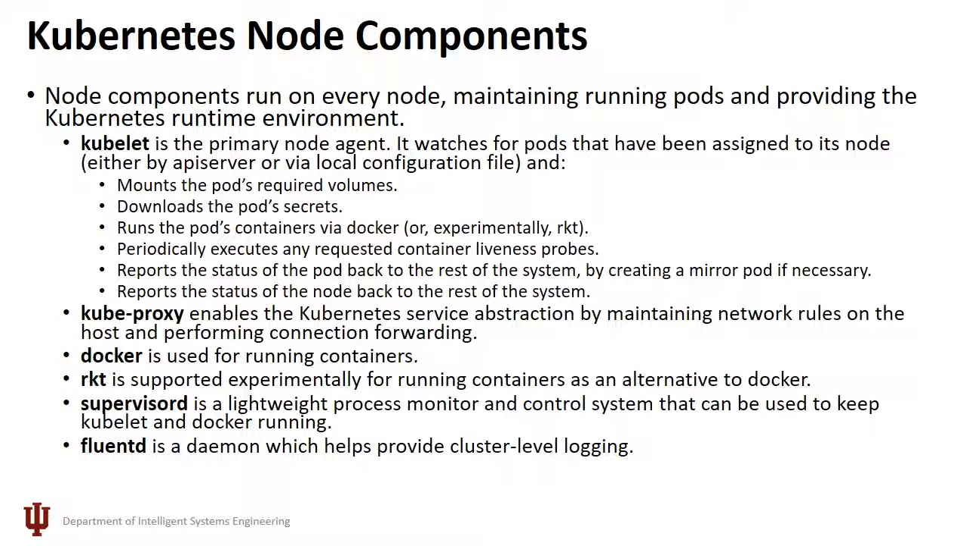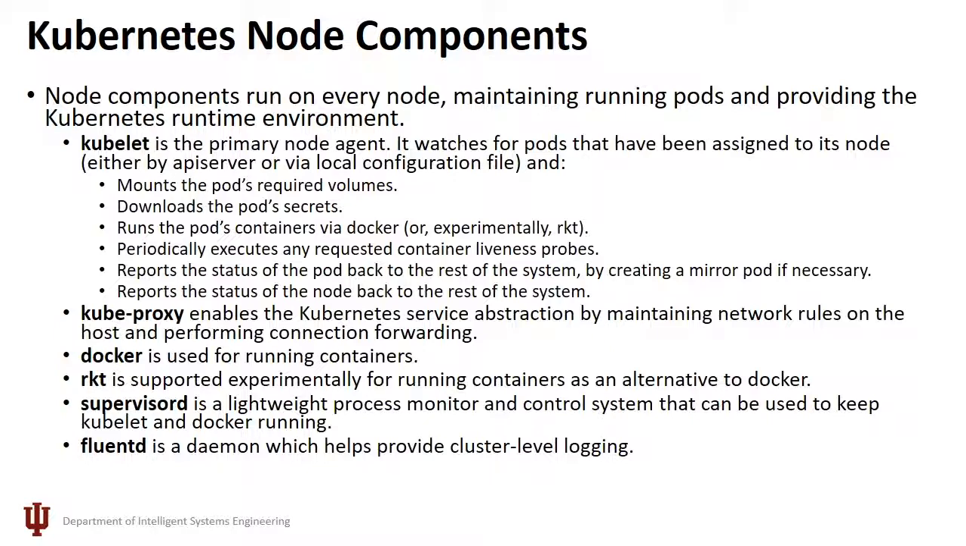On the node side, we have the kubelet, which is really the primary node agent. It watches for pods that have been assigned to its node, and either mounts the pod's required volumes, downloads the secrets that it needs in order to start them up, runs the pod's containers via Docker or Rocket or your own container engine if you wanted to run this, periodically executes requested container liveness probes, reports the status of the pod back to the rest of the system by creating mirror pods if really necessary to do this.